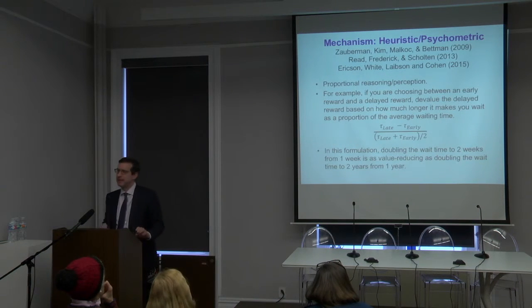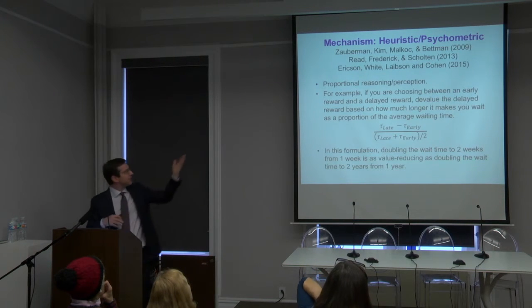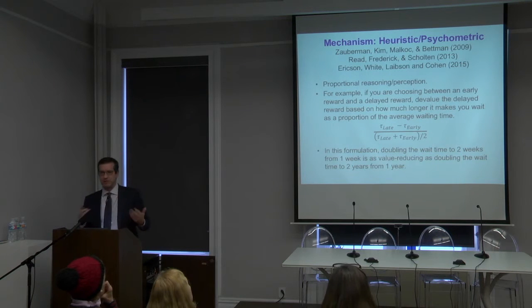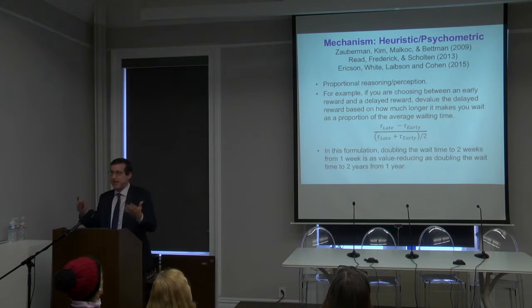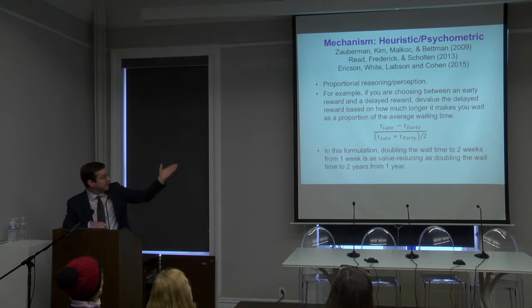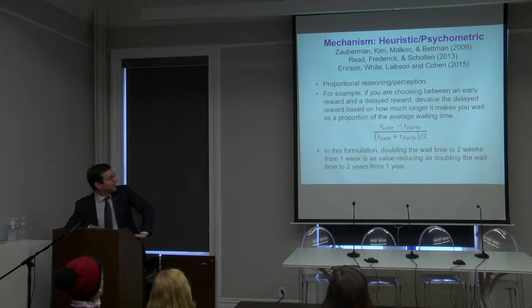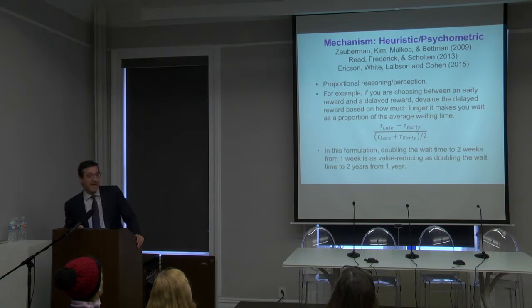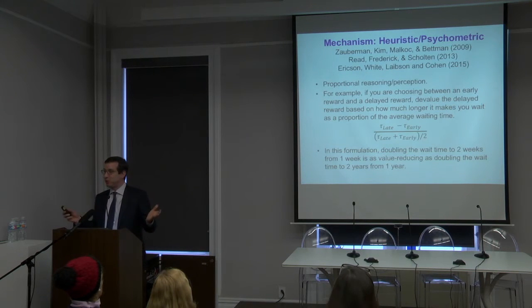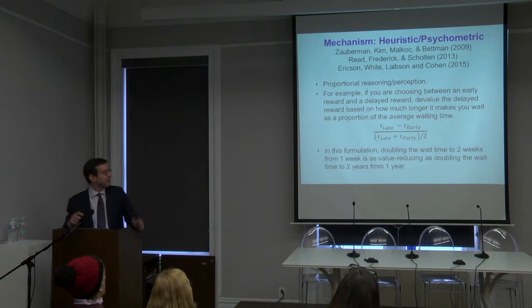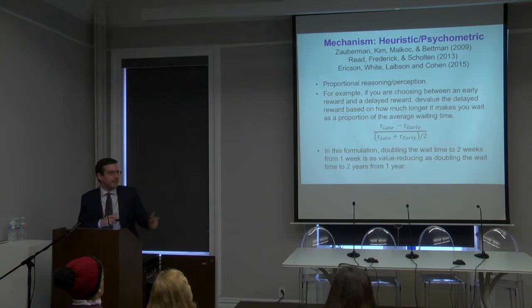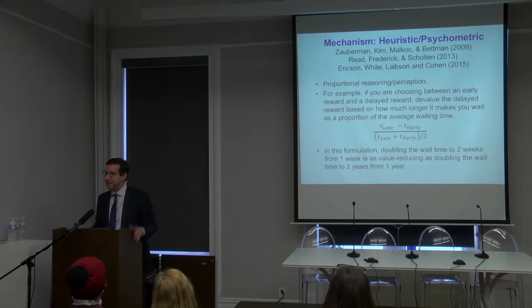That's one mechanism. Here's another. I've talked so far about interacting systems. Well, here's just a kind of heuristic psychometric interpretation for all of these hyperboloids that show up in our discount functions. Imagine that you're engaged in a lot of proportional reasoning, or your perception, your psychometrics are proportional psychometrics. Here's an example. Suppose you're choosing between an early reward and a delayed reward, and you devalue the delayed reward based on how much longer it makes you wait as a proportion of the average waiting time, a kind of standard ratio reasoning, which doesn't have a lot of economic logic, but is very appealing to our intuitive minds. If that's the way you think about the world, think about differences in delays, norm that by average waiting time, you're going to end up with those hyperboloids showing up everywhere in your discounting patterns.